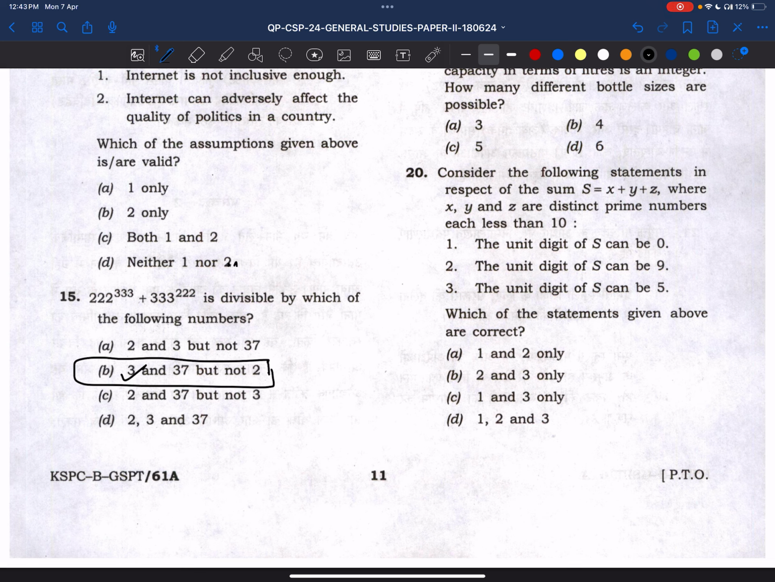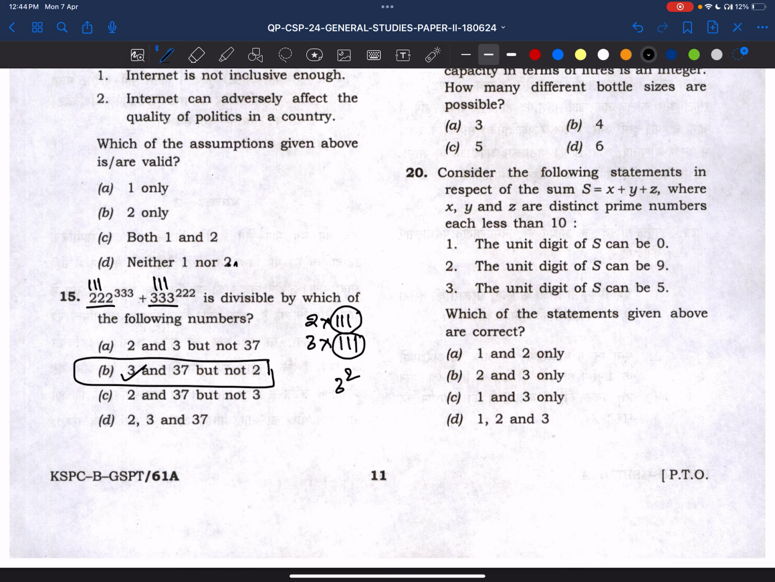Similarly, see here, triple 2 can be written as 2 times triple 1, right? Triple 3 is 3 times triple 1, right? It also works for triple 1. That means this is a multiple of triple 1, and any power of a multiple of triple 1 is divisible by triple 1 as well. So any power of a multiple of triple 1 will be a multiple of triple 1 only.